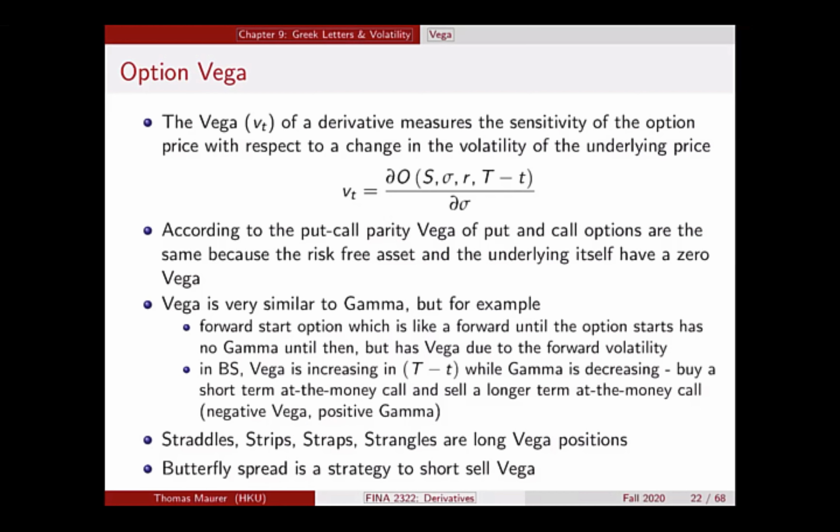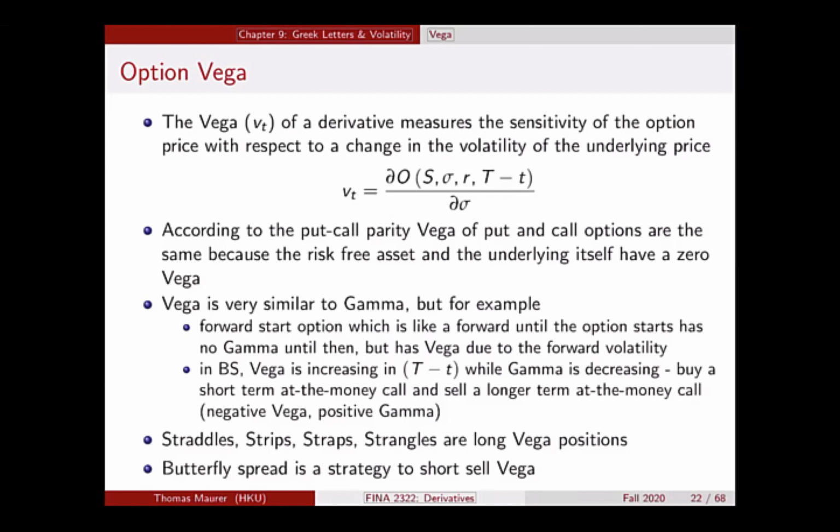One would be a forward written on an option. So basically meaning you lock in the price at which you buy an option at some future date. That forward on an option doesn't actually have any gamma, but it has Vega. Why is that? Well, because if the volatility changes, then the option price is going to change, and so that's going to affect this forward option.